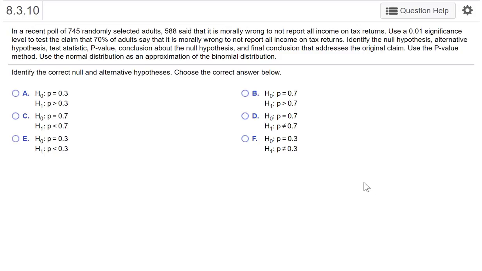Okay, so we are going to not do this by hand at all. We're going to use this with StatCrunch and with the TI. So let's begin. Let's identify the correct null and alternative hypothesis. Remember, the null is always equals. Here it says that 70% of adults say it's morally wrong, so we are going to say p equals 0.7.